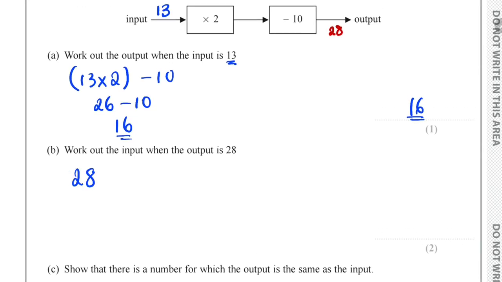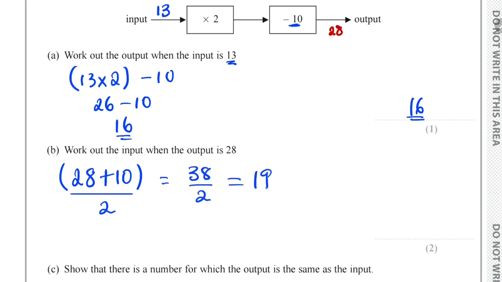You have 28. Now, instead of subtracting 10, you're going to add 10. Okay? Then whatever you get, instead of multiplying by 2, you are going to divide by 2. And so this is going to be 38 divided by 2, which is going to be 19. So you have your 19.